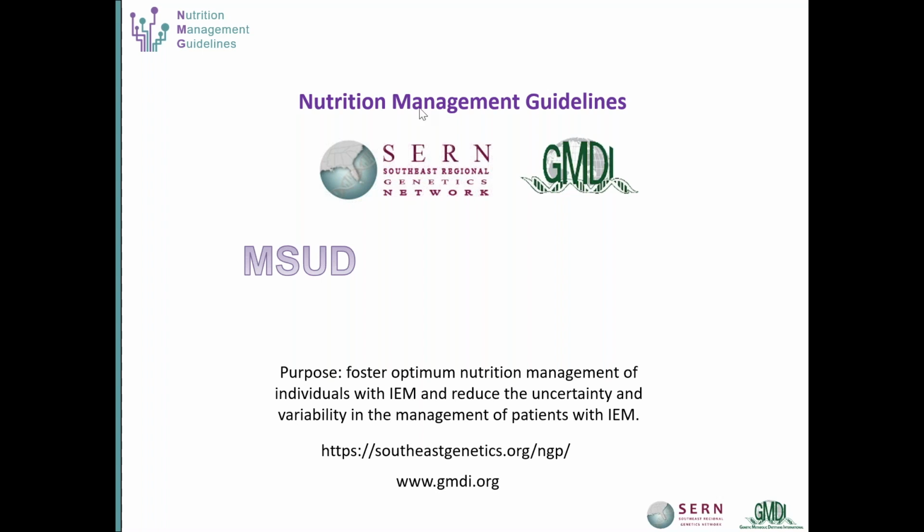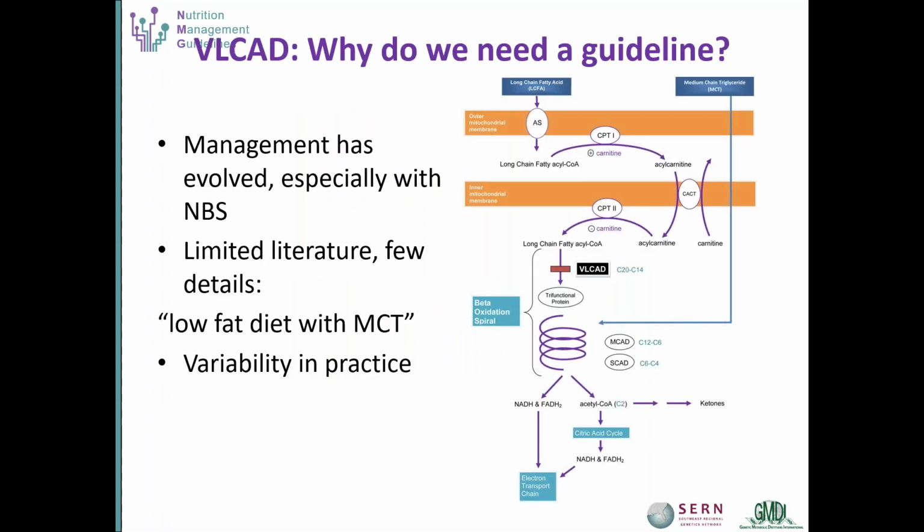So our first nutrition management guideline was MSUD, which came out in 2014, PKU in 2016, propionic acidemia in 2019, and then VLCAD, which on the website was out in 2019, and we just finished a publication in Molecular Genetics and Metabolism. So why do we need a guideline?